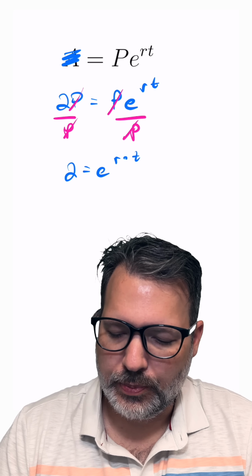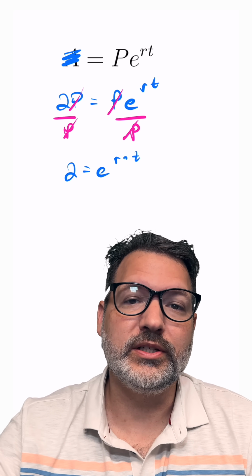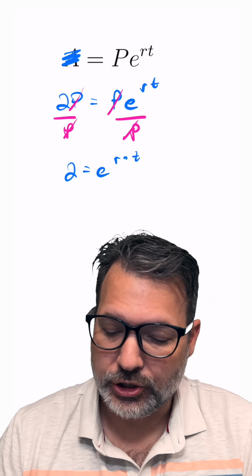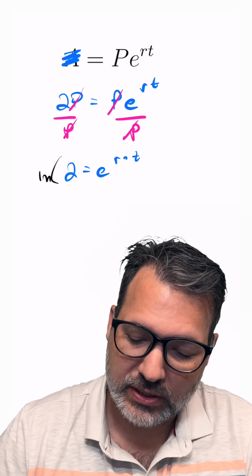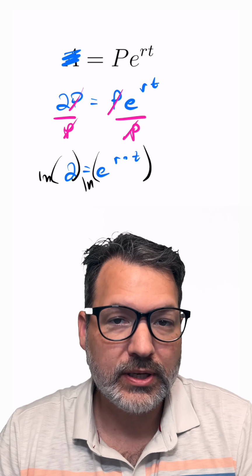Now, algebraically speaking, it's weird to have the R and the T up here in the exponent, so we want to find a way to bring them down. That is, we want to undo that e part of this equation right now, and the way we do that is with something called the natural log. We're going to take the natural logarithm on both sides of this equation.